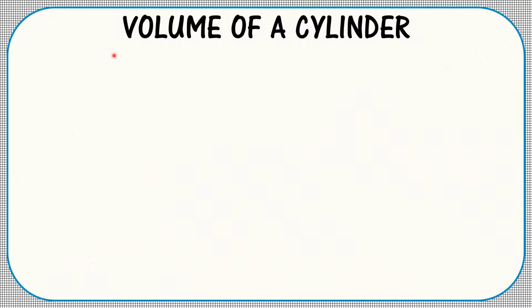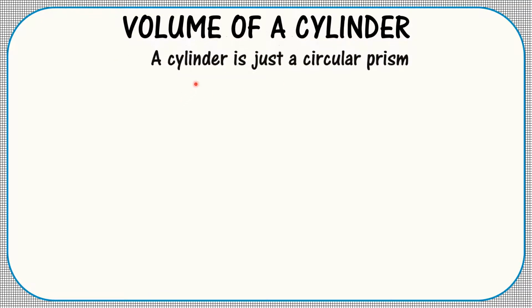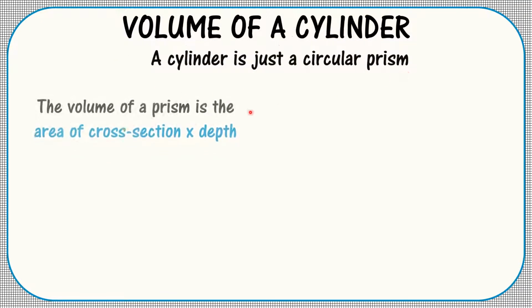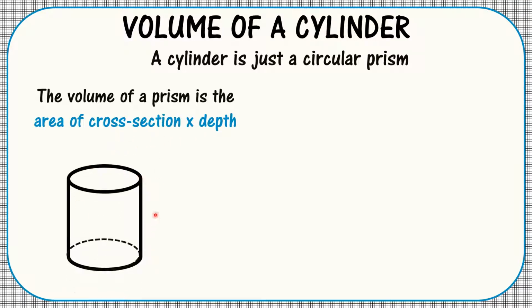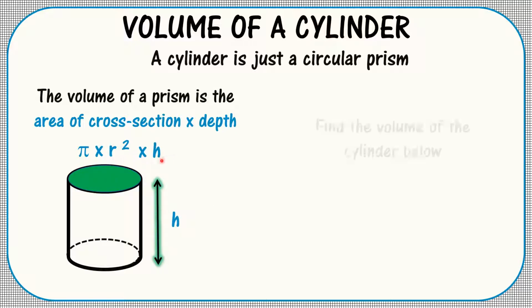So first of all, we want to work out the volume of a cylinder. So a cylinder is just a circular prism. And we know that the volume of a prism is the area of the cross-section times depth. You can refer back to my video on volume for a better understanding of this. Here we have a cylinder. The cross-section is this area at the top. And to work out the area of a circle, it is pi times r squared. And then you times it by the depth. In this example, you will times it by h. So the volume of the cylinder is pi times r squared times h.